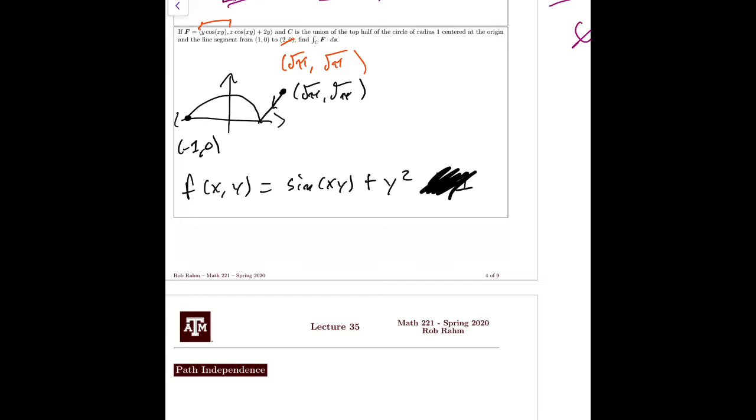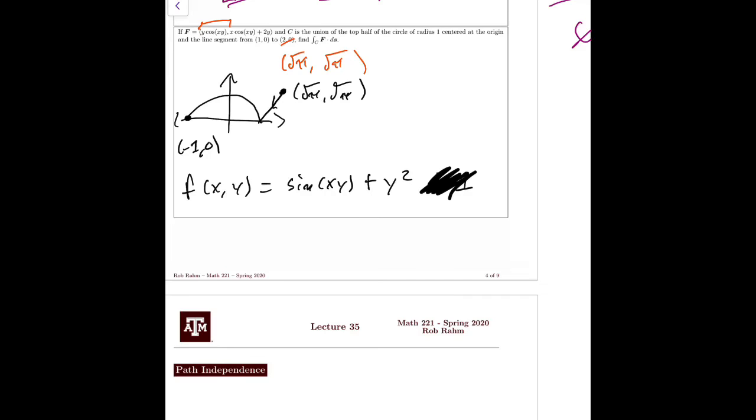And again, finding a potential is like a form of finding an antiderivative. We start with a function, y cos(xy), x cos(xy) + 2y, and we're finding a function which has that function as its derivative. Remember, when the derivative of a real valued function of two variables is a vector field, we are finding an antiderivative.